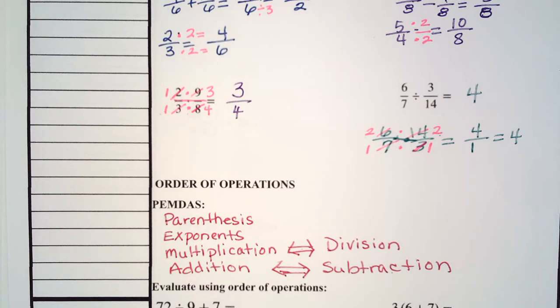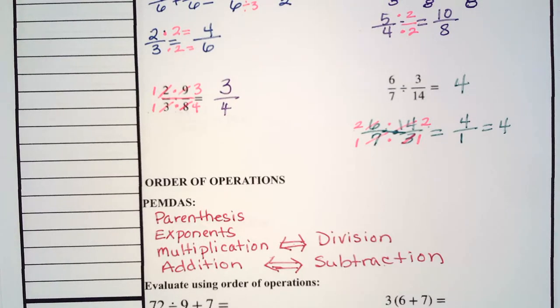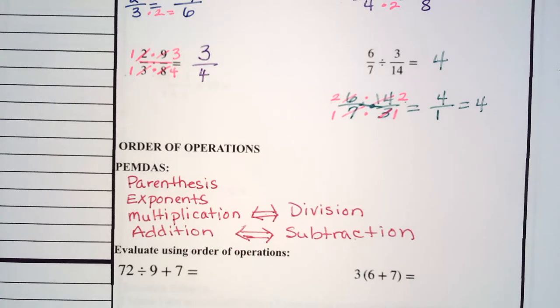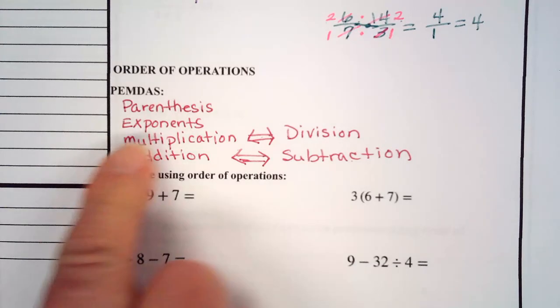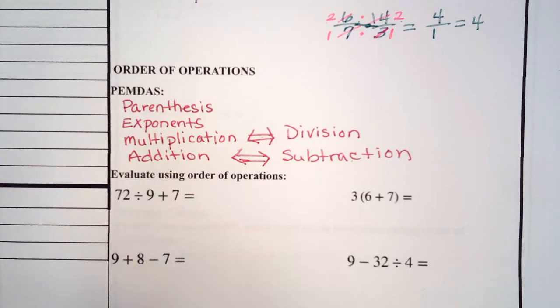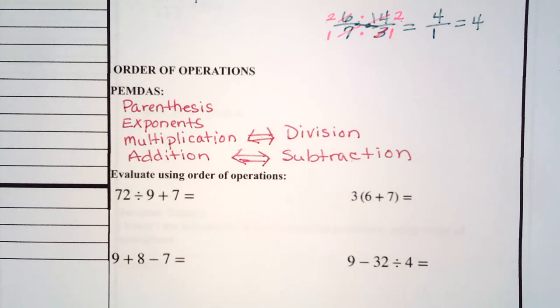Okay, so how do you apply these rules? Well, we will look at these examples next. Okay, so how do we apply the order of operations? So we check each step. Do I have parentheses? No. Do I have exponents? No. Do I have multiplication or division? Yes.